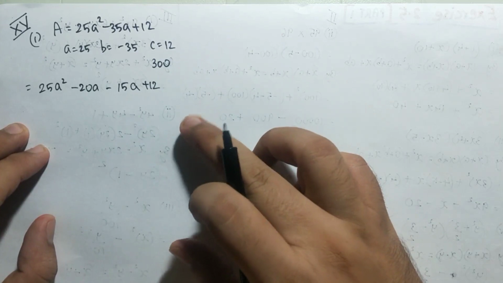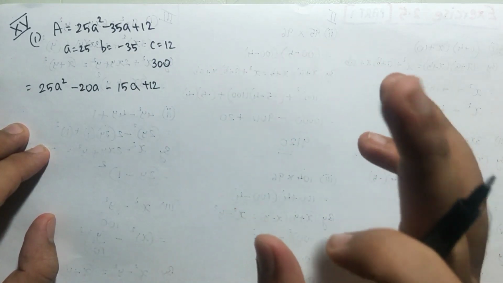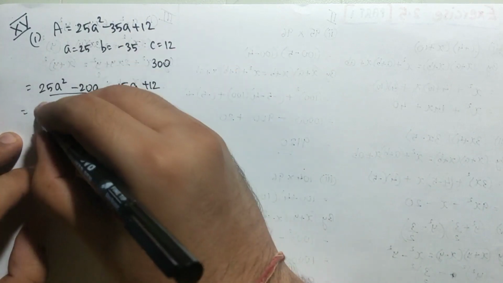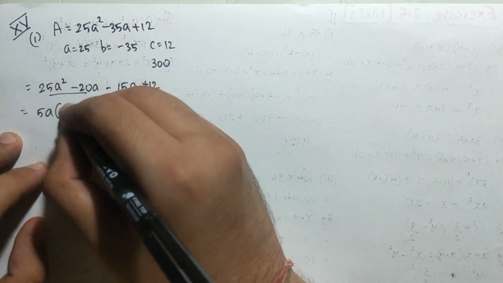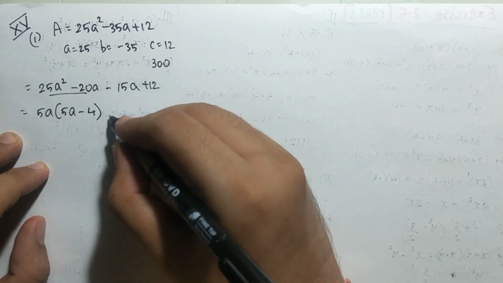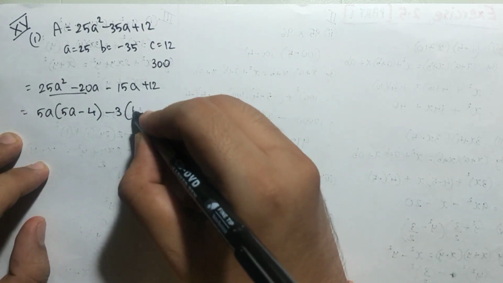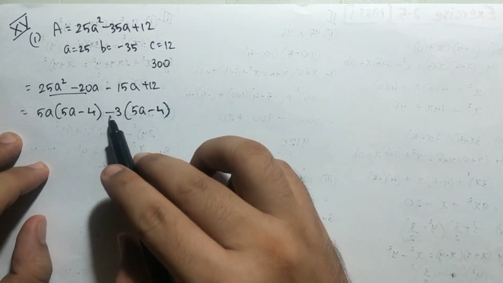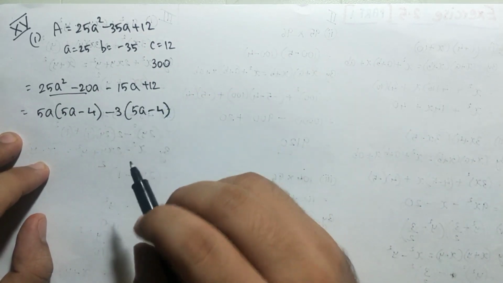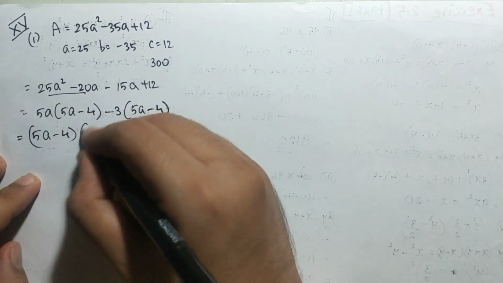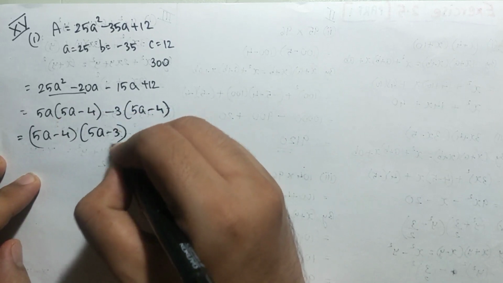Please, if you want to understand the middle term splitting, go and watch that video. Okay. Common from first two terms would be 5a. The remaining will be 5a minus 4. In this term, minus 3 is common. So 5a minus 4. If negative has come common, then this term will become negative in the bracket. This will become 5a minus 4 multiplied by 5a minus 3.